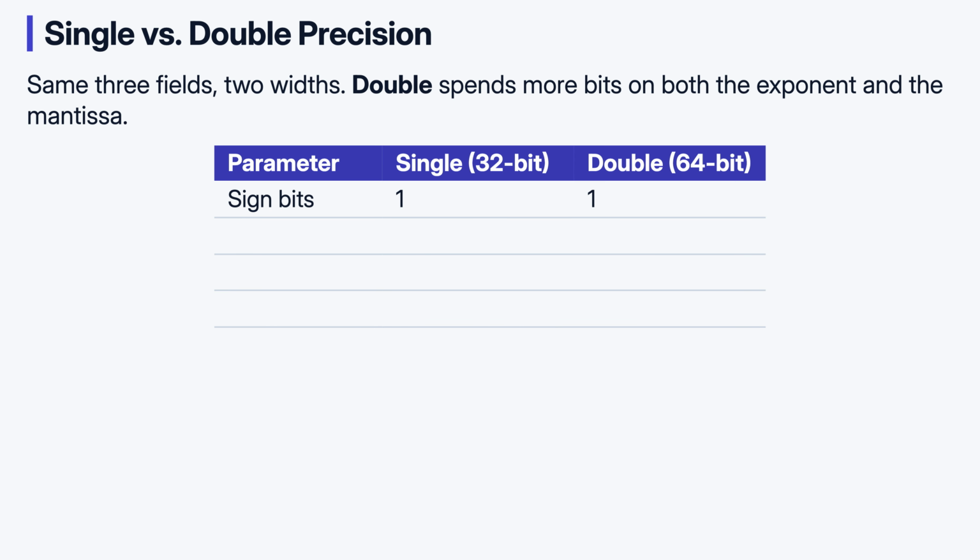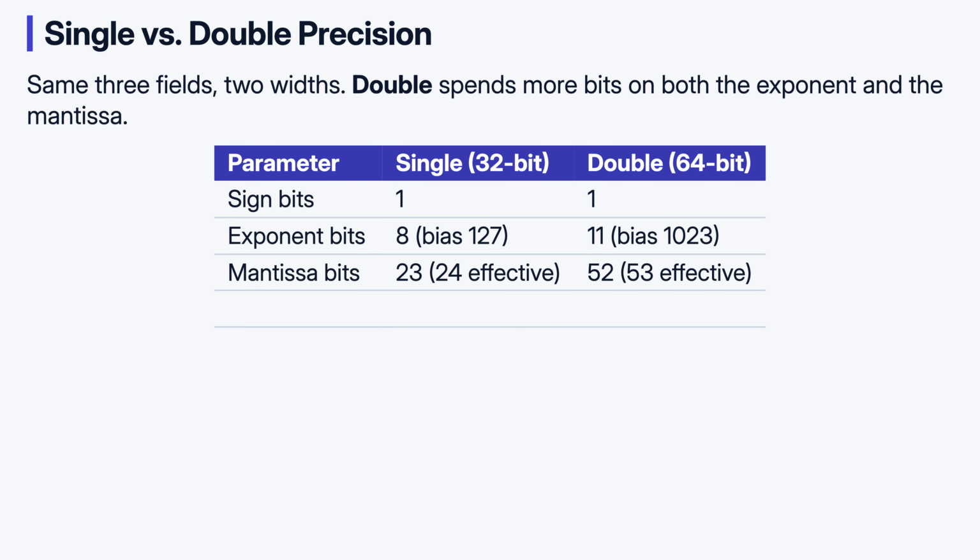The same 3 fields come in 2 standard sizes. Single precision uses 32 bits, 1 sign bit, 8 exponent bits, and 23 mantissa bits. Double precision uses 11 exponent bits with a bias of 1023, instead of 8 bits with a bias of 127. It also uses 52 mantissa bits, 53 effective, instead of 23.